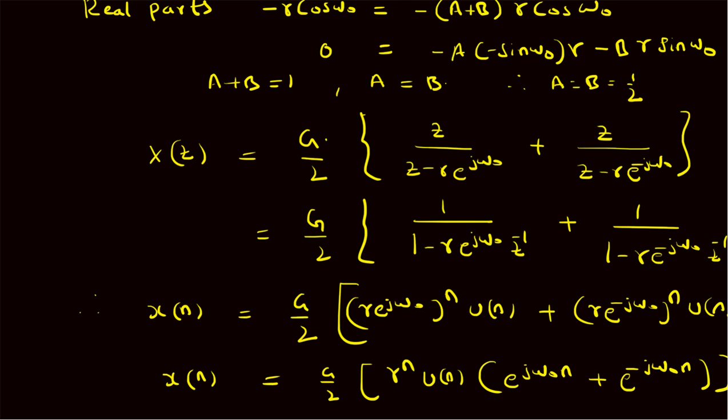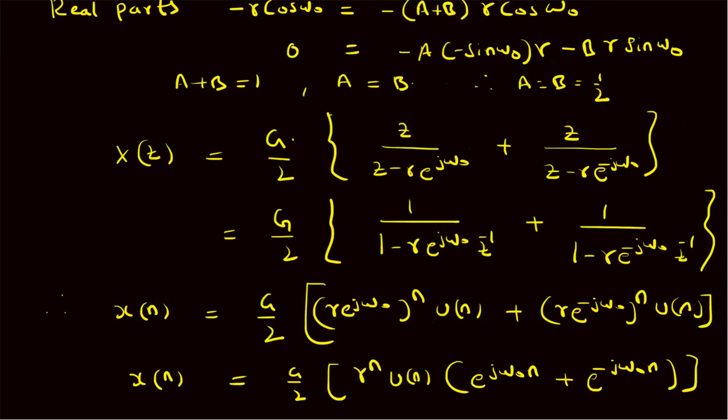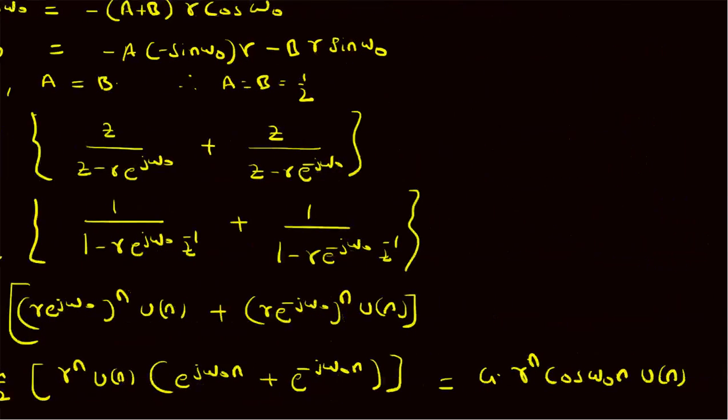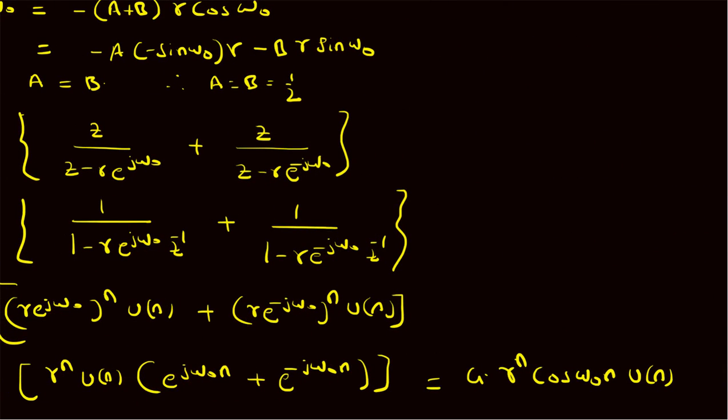And then on further simplification, we find that the actual sequence x of n is basically g times r power n cos of omega naught n u of n.